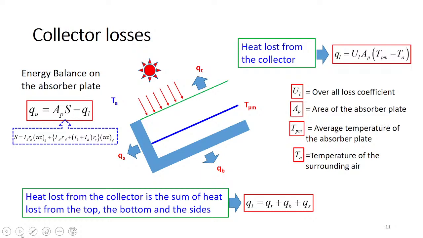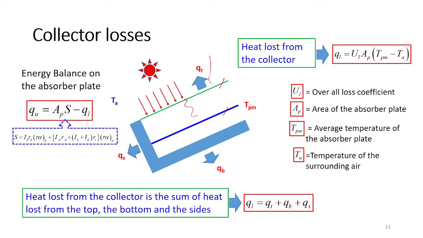As far as collector losses are concerned, this can be very easily demonstrated by considering energy balance on the absorber plate. What you can see here is a schematic or cut view of a flat plate collector. This is the glass cover, this is the absorber plate, and this is the casing. Solar radiation penetrates through this glass cover and strikes the absorber plate. After that, we have re-radiation and then convective heat transfer takes place, and losses take place from the bottom, sides and top.